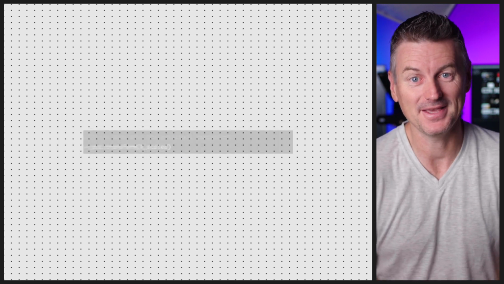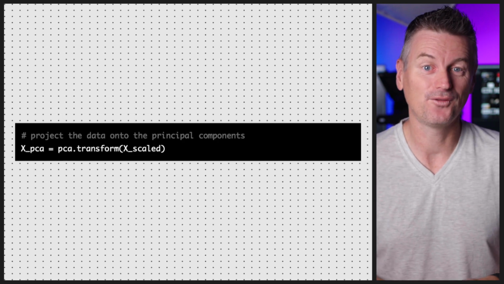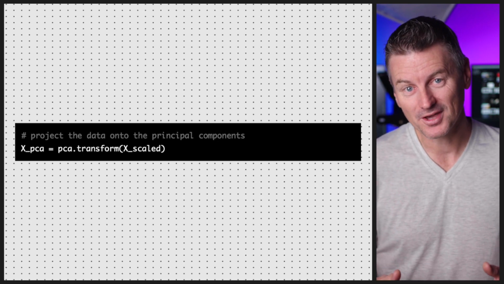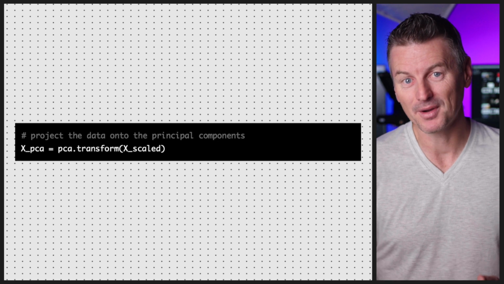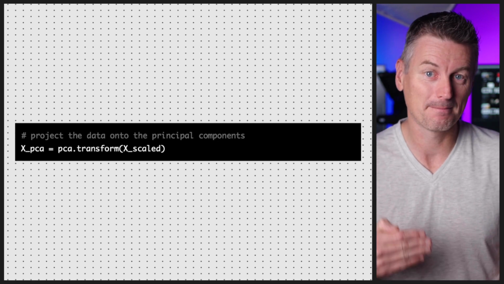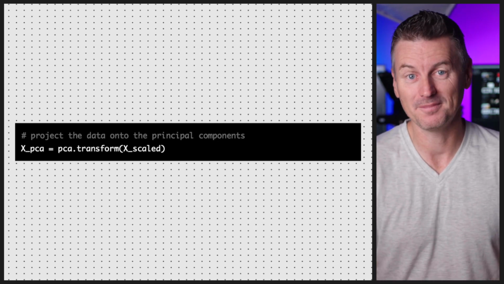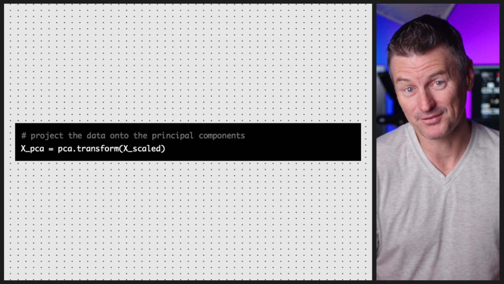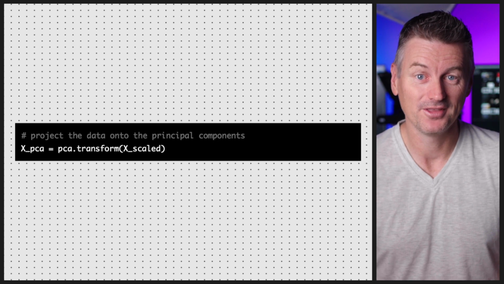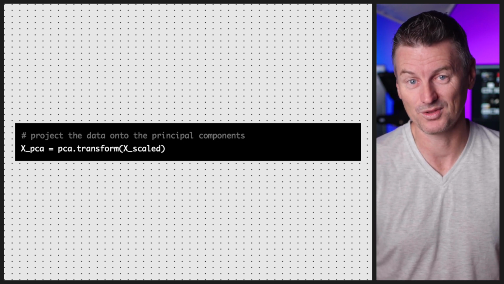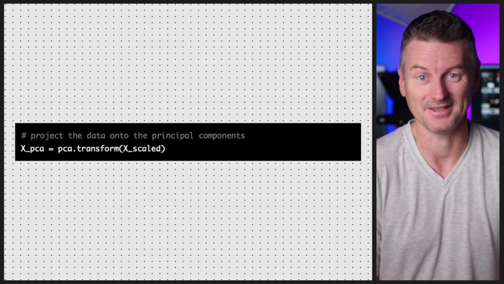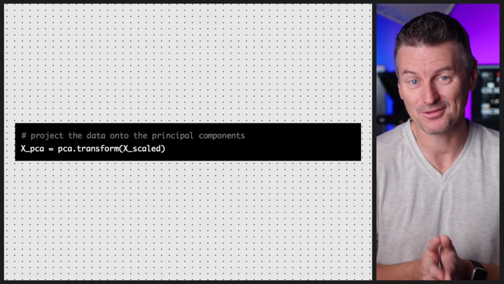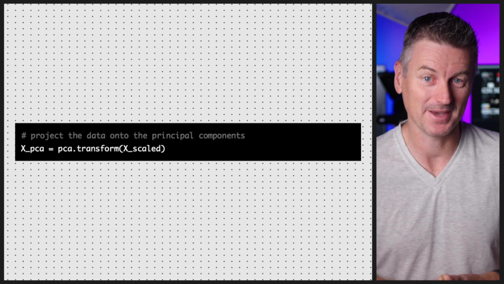Now, after fitting the PCA model, we can use the transform method to project the data onto the principal components. This will return a new dataset with the same number of rows as the original dataset, but with fewer columns depending on the number of principal components we've kept around. For example, if we kept 2 principal components, the resulting dataset would have 2 columns, which we could call PC1 and PC2. These columns would contain the coordinates of each house in the new reduced dimensional space.